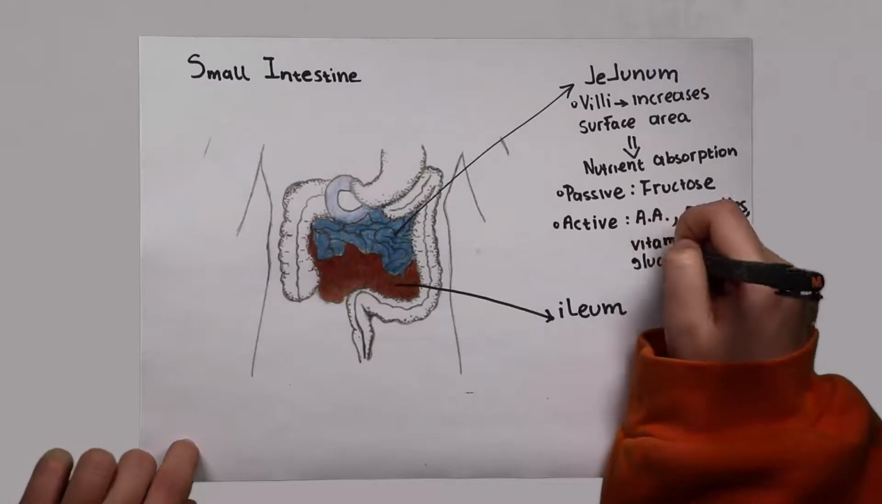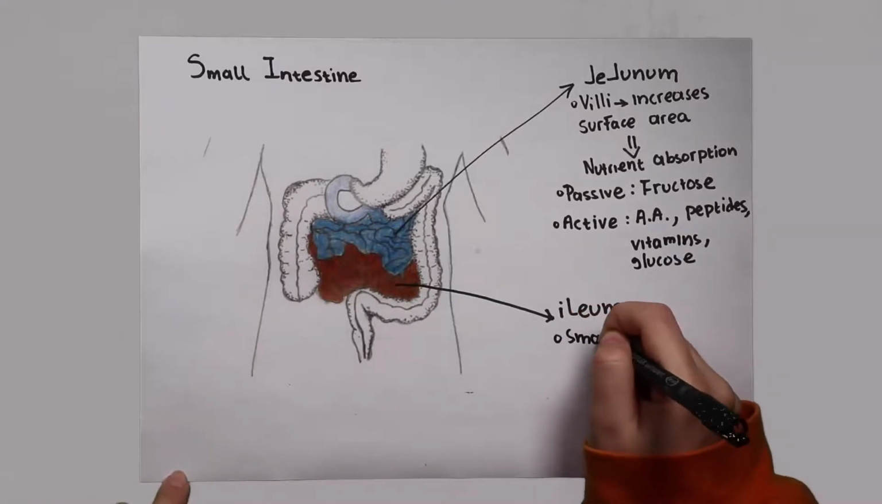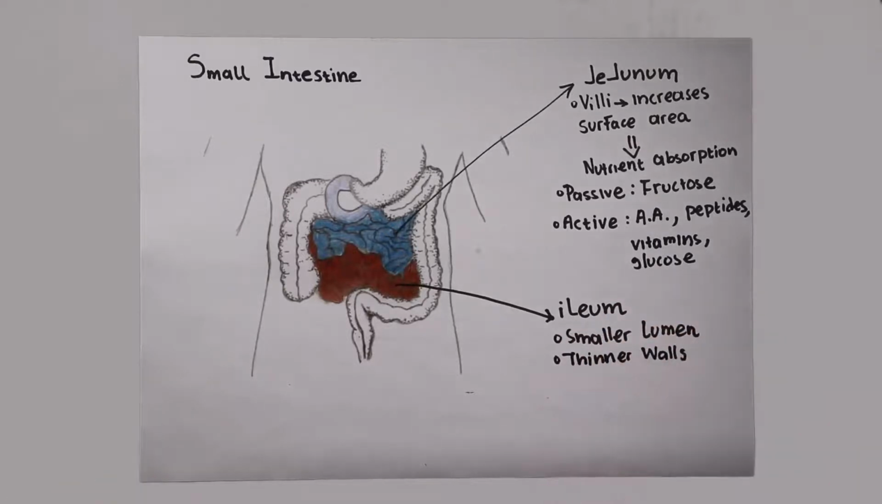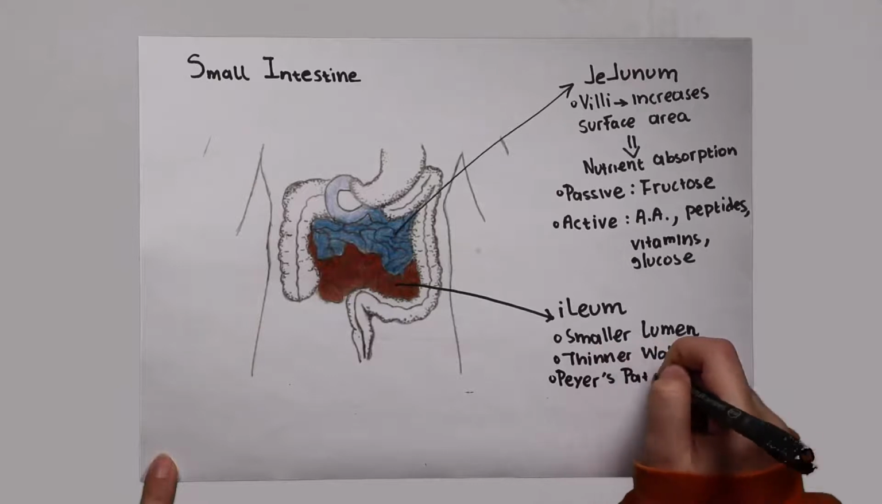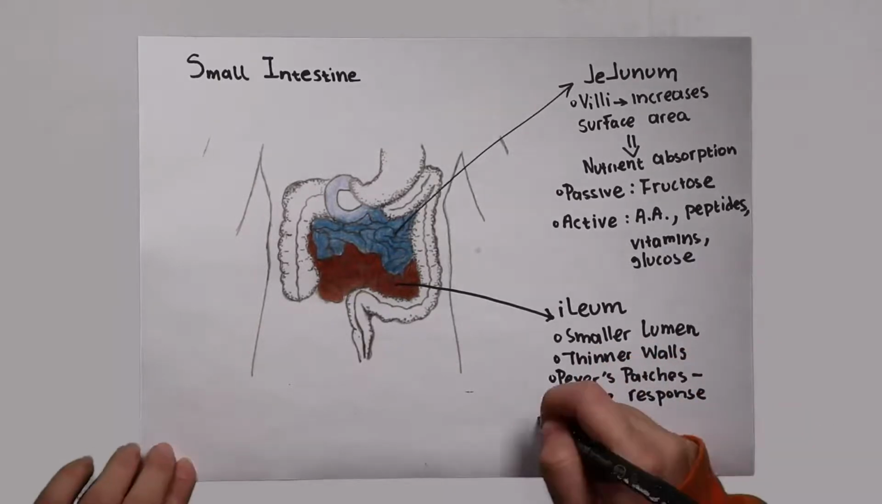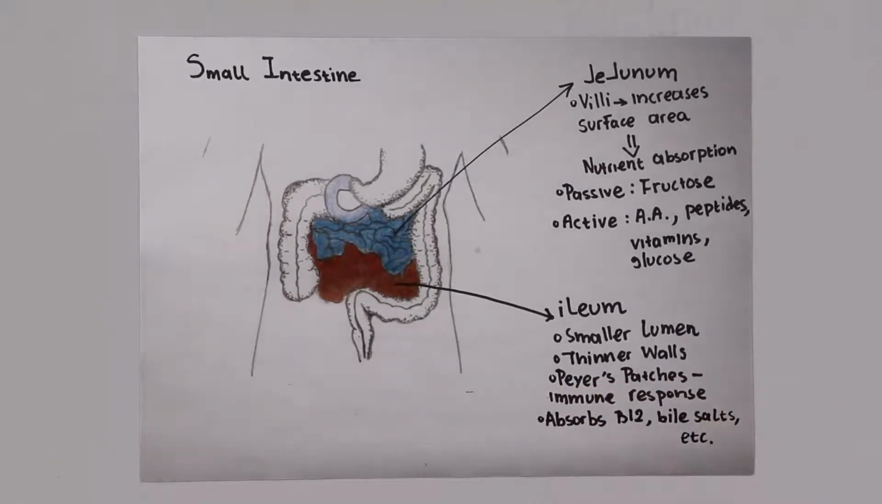Although there is no definitive border between the jejunum and the ileum, the ileum is the next and final part of the small intestine. The diameter of the lumen is smaller and it has thinner walls than the jejunum. It also contains abundant Peyer's patches, which are encapsulated lymphoid nodules that contain large numbers of the cells of the immune system. It absorbs vitamin B12, bile salts, and any other products of digestion that haven't already been absorbed by the jejunum.